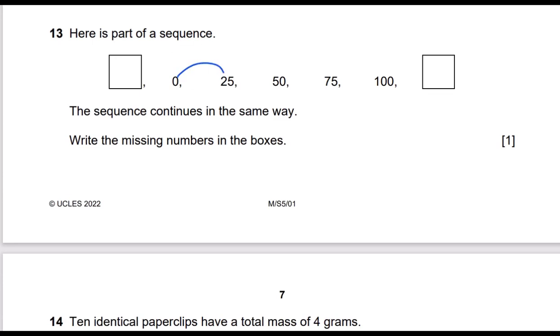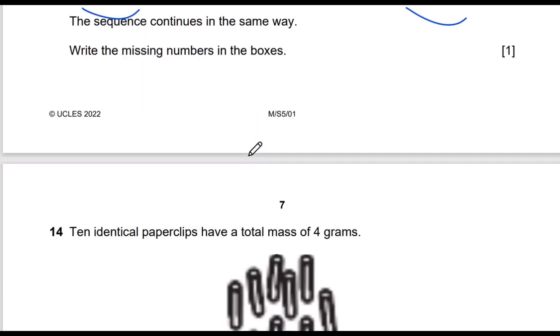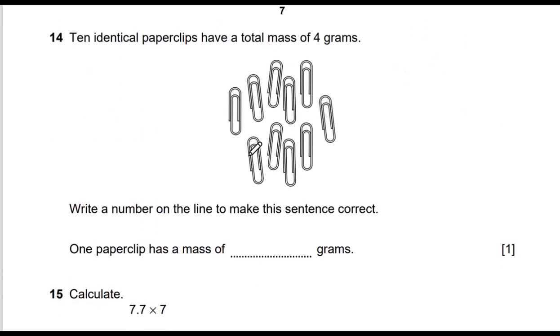Let's see, the pattern is 0 to 25 is plus 25, and this is also applied to the rest of the sequence. So to get the next, 100 plus 25 is 125, and something plus 25 gives 0, so we have negative 25 to put here. So that will be our answer, negative 25 and 125. Let's move on. Question 14.